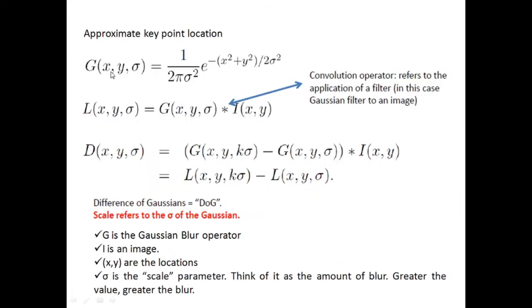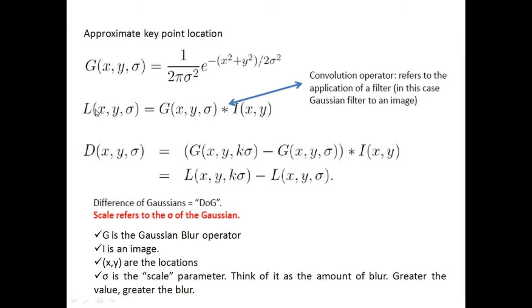Now the Gaussian function in 2D is g of x comma y comma sigma equal to 1 by 2 pi sigma square e power of minus of x square plus y square by 2 sigma square. This is the Gaussian function. So what is my first step? I have to determine the approximate locations and the scale of the salient feature points.